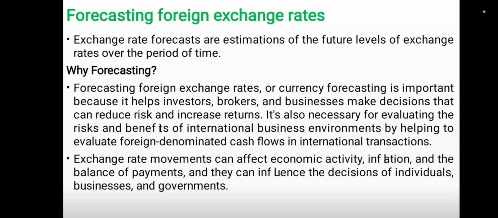So why do you think forecasting is very much important? What is forecasting? Forecasting is nothing but estimating, estimating or predicting the future values in the international market, how the exchange rate will be. So we are going to predict our future currency value relative to one another, like we are predicting the dollar rate, the Great Britain pound, or the Japanese yen. So this is what prediction is.